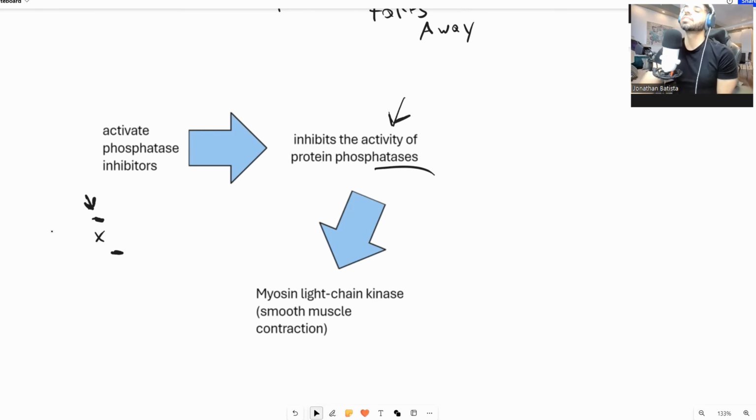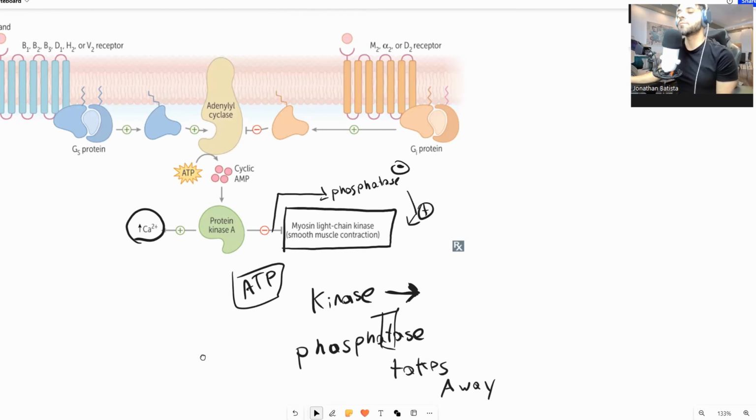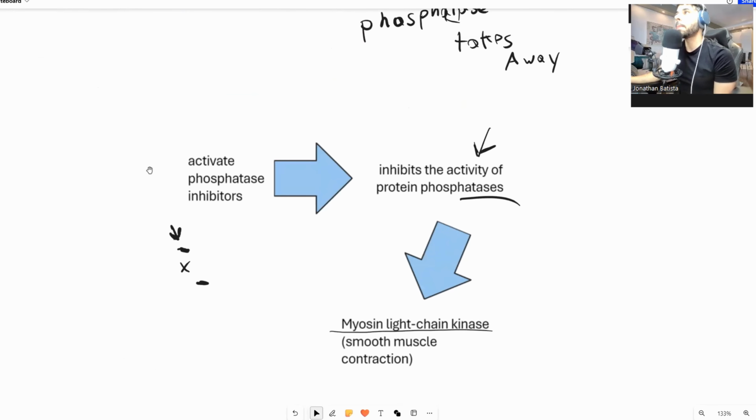So phosphatase takes away a phosphate. So now I'm not taking away the phosphate anymore. So then myosin light chain kinase is now able to thrive, and through calcium calmodulin, it's able to provoke a stronger contraction. All I'm saying is this: protein kinase A inhibits phosphatase. So you're inhibiting an inhibitor, and then you're getting basically activation of myosin light chain kinase. Right? And this will be available in the notes as well. I'll post the notes right after the class. So we're making sense here.